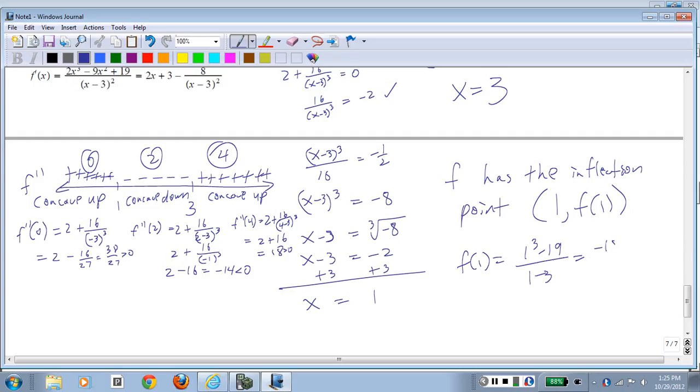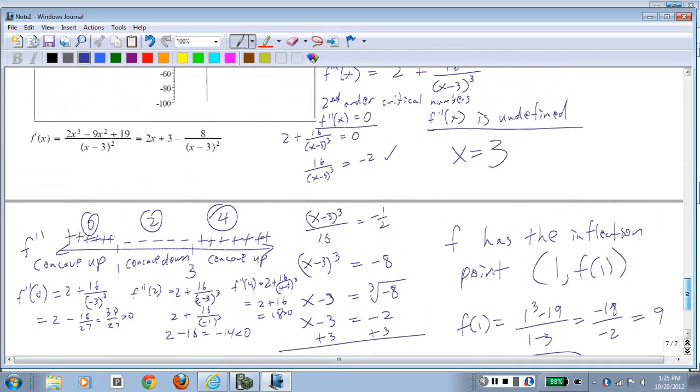So negative 18 over negative 2 is 9. So the point (1, 9). That's the only inflection point that this function has. Let's go to the graph and see if it looks like (1, 9) is where the concavity changes.